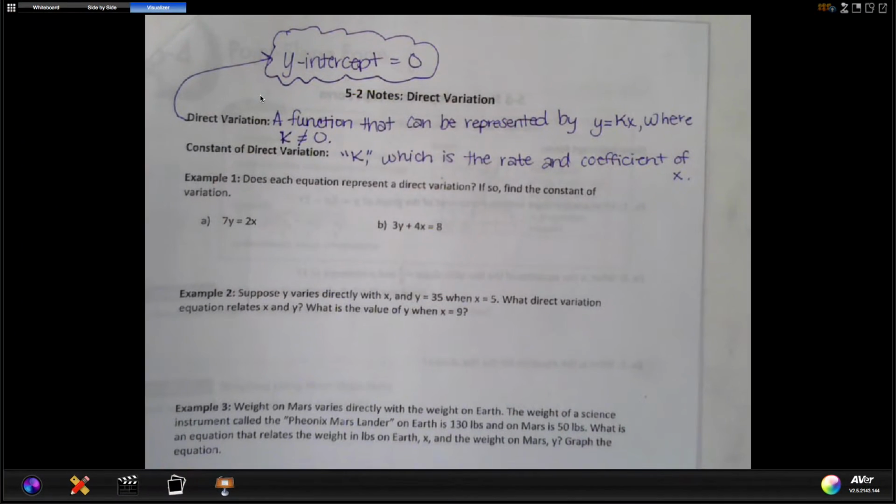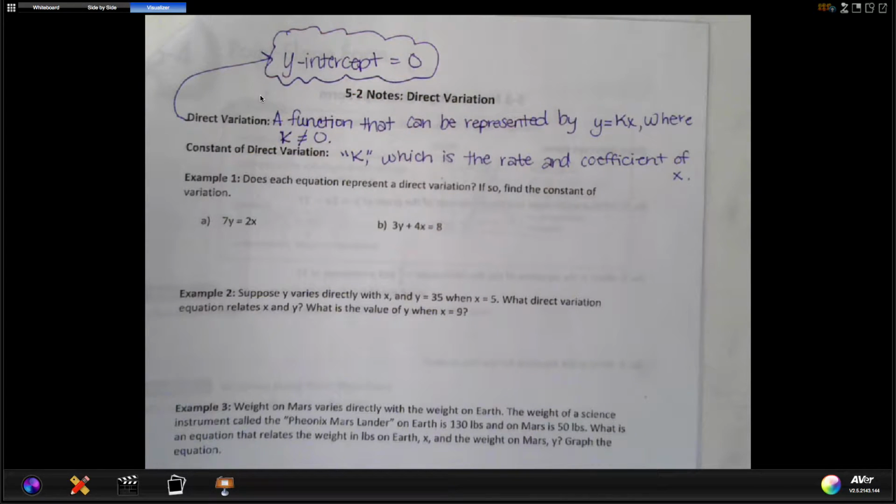All right. So today we're going to do 5-2, which is called direct variation, okay? And it is a version of a linear function is the first thing I need you guys to realize, okay? So normally we do y equal mx plus b, right? And that was what we did for linear functions.